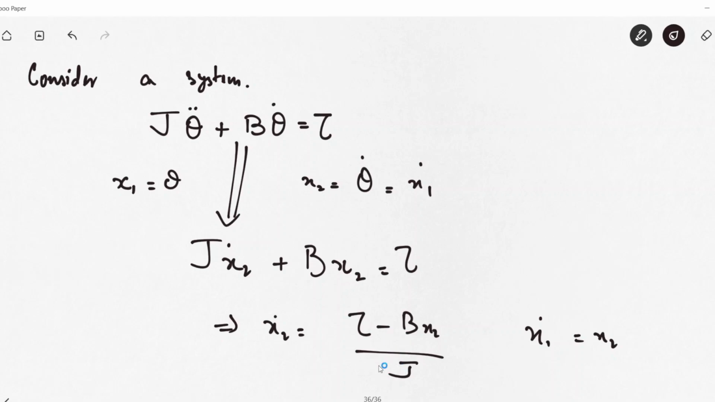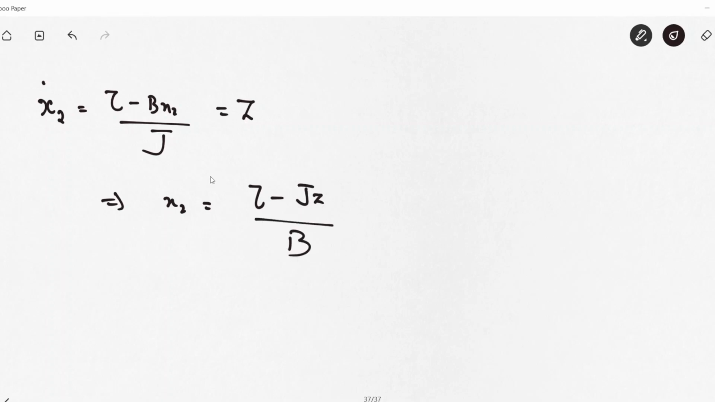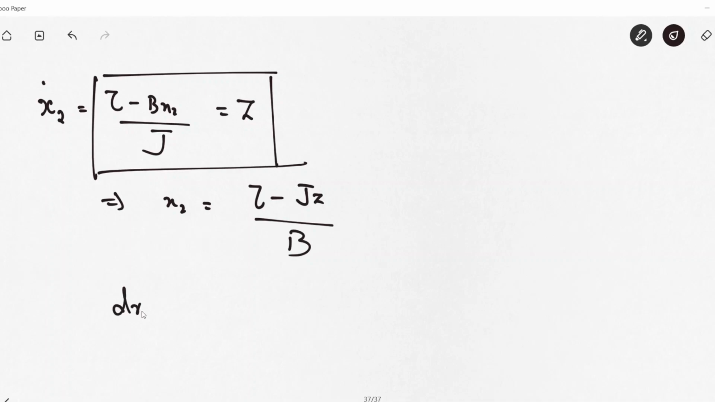What we will be doing here is first we actually need to solve for x2 dot, and to do that we'll equate this to z. We'll say this is equal to z, which implies tau minus b x2 by J is equal to z, which implies x2 is equal to tau minus Jz divided by b. So we have now these two equations.